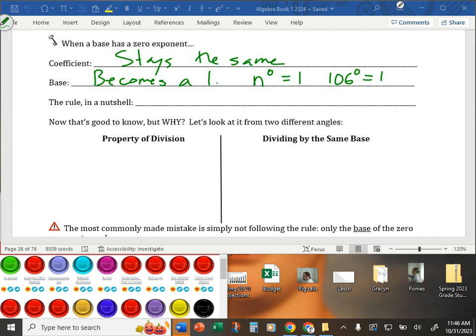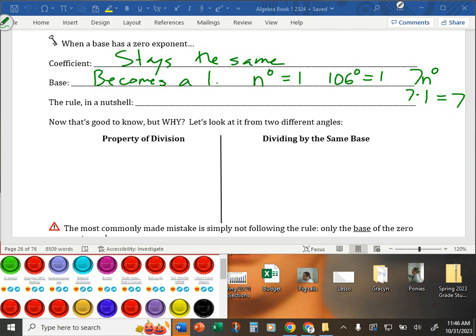Where the coefficient comes into play is if you've got an expression with a 0 power, but you have a coefficient, say 7n to the 0. The base of that 0 power is what? n, which means that n to the 0 is equal to 1. That 7 doesn't have the 0 power. The 7 is not affected. That's a coefficient. The 7 stays the same. So this expression becomes 7 times 1, because n to the 0 becomes a 1. 7 times 1 equals 7.